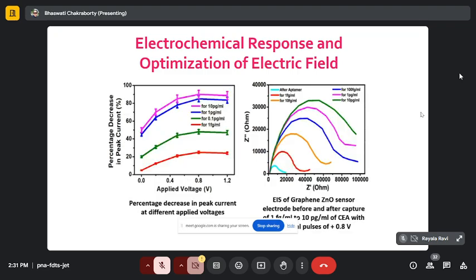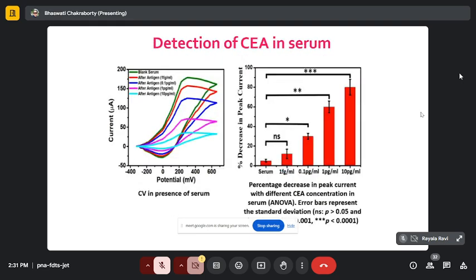Now we need to optimize the electric field. What we can see is that the percentage decrease in peak current is getting saturated as we increase the voltage beyond 0.8 volt. So we have considered 0.8 volt as our optimum electric field. Here we have also studied the EIS spectrum for the device in buffer condition. This particular CV diagram represents the CV characteristics in the presence of serum.